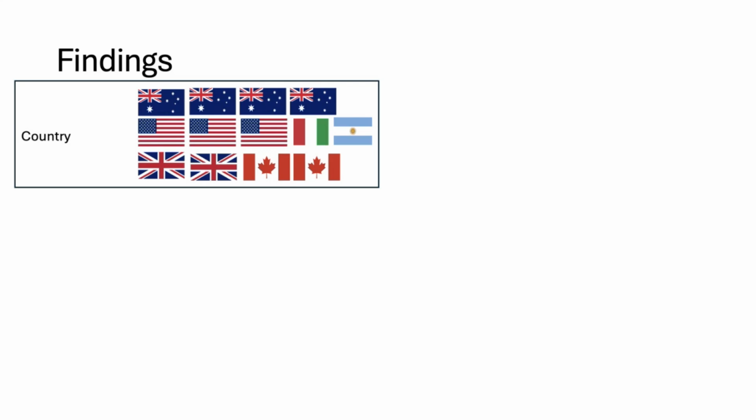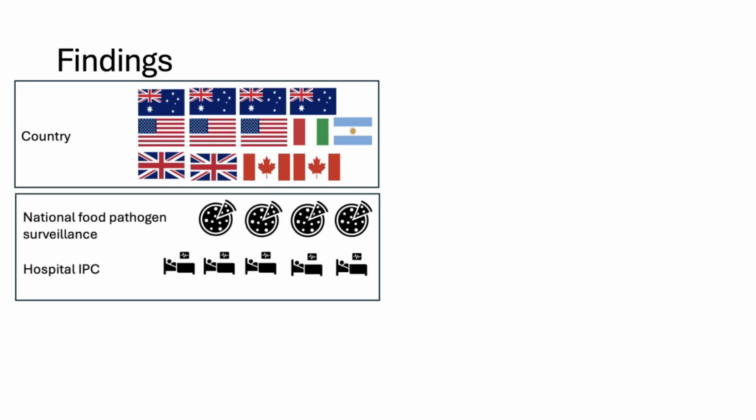So I think it's worth pointing out there, of course, that Argentina is the only country represented that is technically low and middle income, in the sense that Argentina is an upper middle income country. The rest are all high income settings.